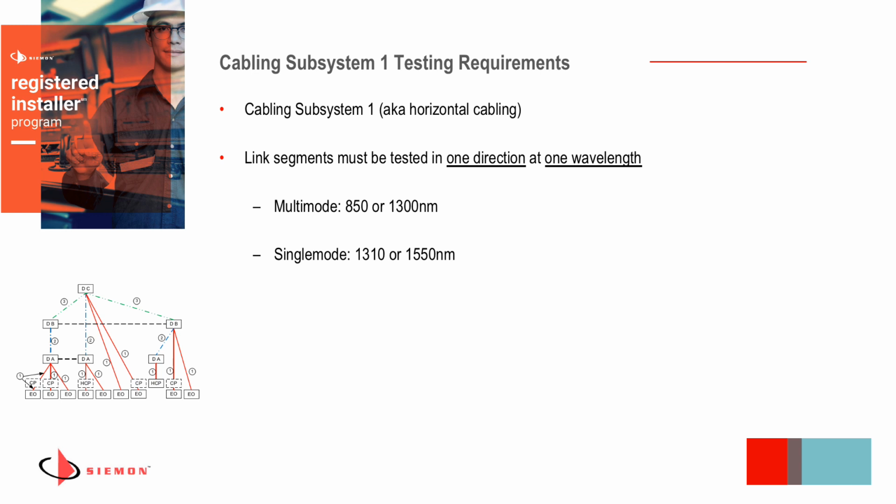For cabling subsystem 1, which is the red line shown in the illustration, that's effectively your horizontal cabling, going from your distributor A or your telecommunications room to your equipment outlet. In the case of horizontal cabling, your link segments have to be tested in at least one direction and at least one wavelength. That's all that's required for warranty. For multimode, that happens at 850 or 1300 nanometers. For single mode, that could be 1310 or 1550 nanometers. Some optical loss test sets will shoot both directions and both wavelengths by default, so you may have that, but these are the minimum requirements for testing of cabling subsystem 1, or the horizontal cabling.